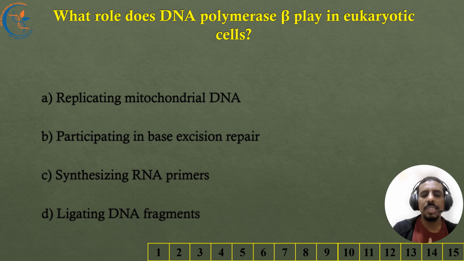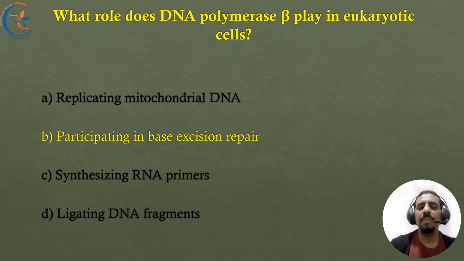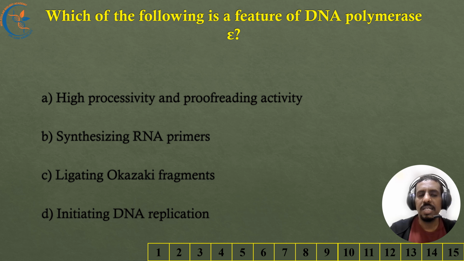Okay, what role does DNA polymerase beta play in eukaryotic cells? Actually, DNA polymerase beta is involved in base excision repair, okay? A mechanism to fix damaged DNA bases in eukaryotic cells. So the correct answer here is participating in base excision repair. The next question is, which of the following is the feature of DNA polymerase epsilon?